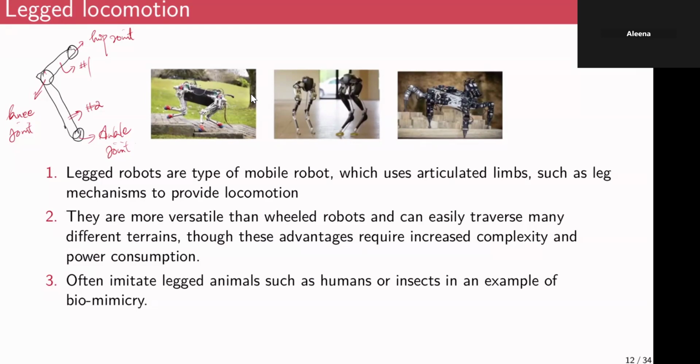So the third point is they often imitate legged animals such as humans or insects, an example of biomimicry. So what we are trying to do is replicate how organisms move using their legs. And we know there are several solutions in the animal world where they use legs in a different manner, right? Humans only walk on 2 legs. Insects walk on 6 or more legs. Most mammals actually walk on 4 legs, and the way in which they are walking is very different.